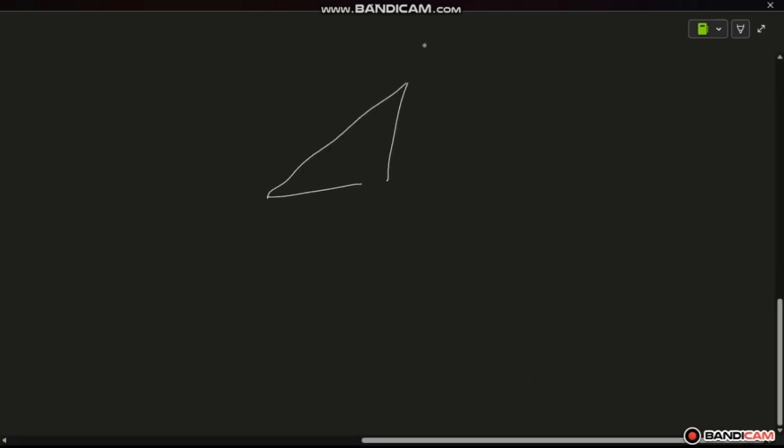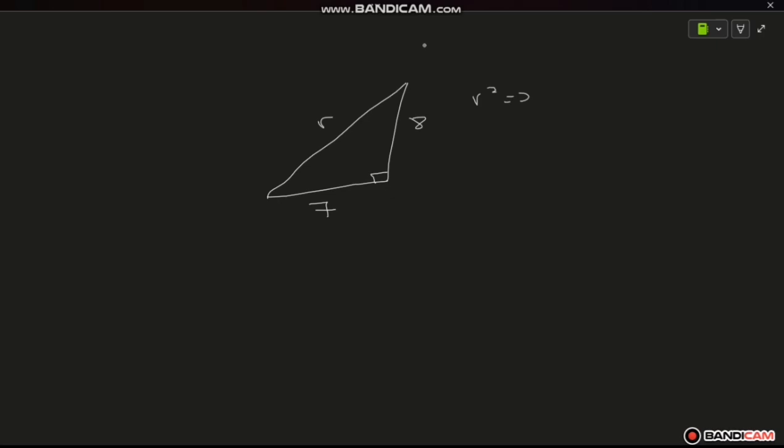Okay. This is our right angled triangle. Let's say they give us 8 and 7, then they want us to find the hypotenuse R. So it's R squared equals x squared plus y squared. Then R squared, what is x? It is 7 squared, y is 8, the opposite, squared. Then what is R squared? It's 49 plus 64.